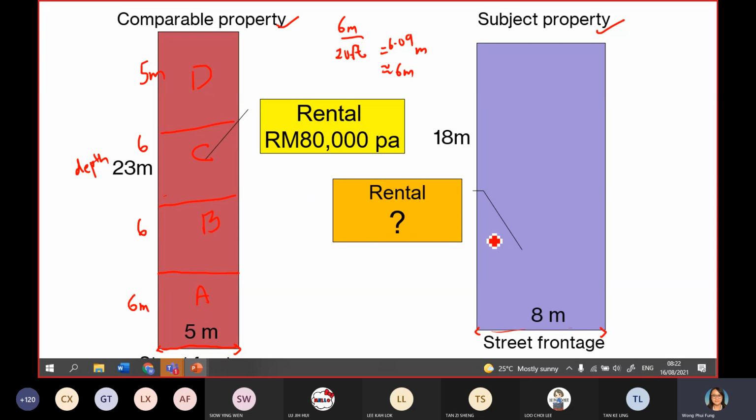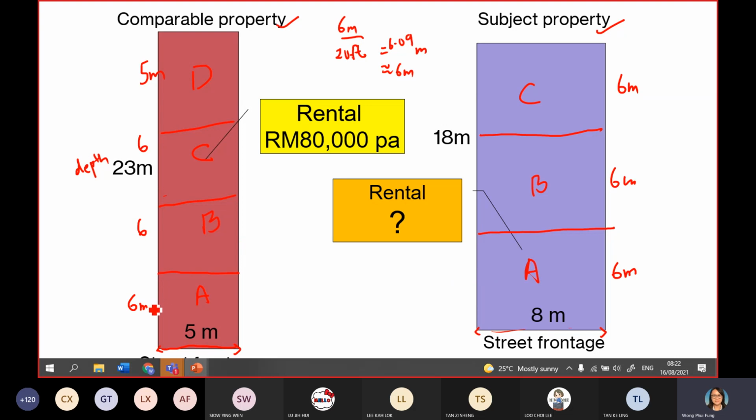Okay, similarly to this one. A, B, C. So 6, 6. Then here, because it's 18, that's why here it fits exactly. 6, 6, 6 is 18 meter. But this one, if it doesn't fit, then you just leave it at the back. Okay, so first you just divide the property into a few zones by 6 meter.